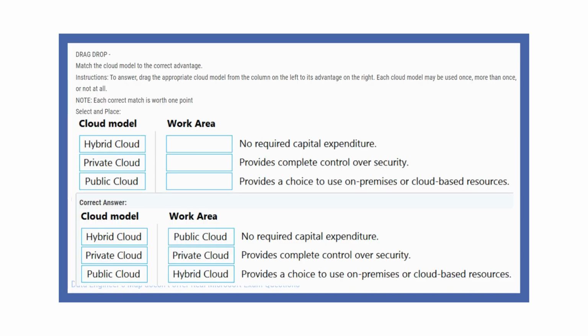The very first we have is, you have been given instructions to drag the appropriate cloud model from the column on the left to its advantage on the right. So you have the advantage on the right and the cloud model on your left side. The first one is which cloud model requires no exponential capital expenditure. So it's only public cloud that doesn't require any capital expenditure. Private cloud doesn't provide completely control over security. Hybrid cloud provides a choice to use on-premises or cloud-based resources.